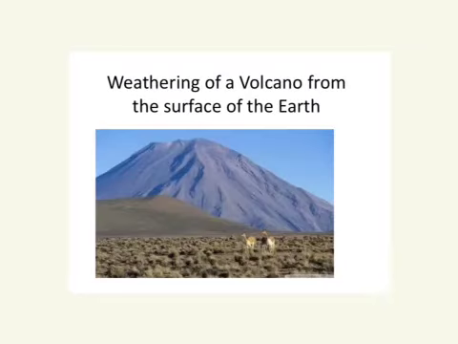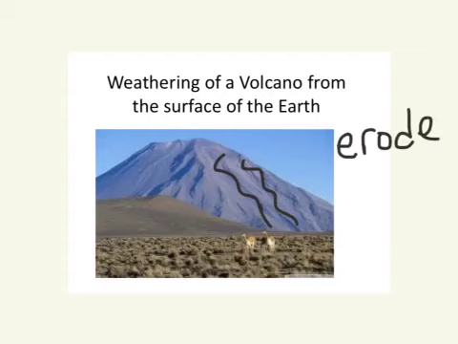This picture is a picture of a volcano. You can see here by the lines that weathering is occurring. The weathering is occurring from rain or from wind, and it's causing this volcanic mountain to erode over time.